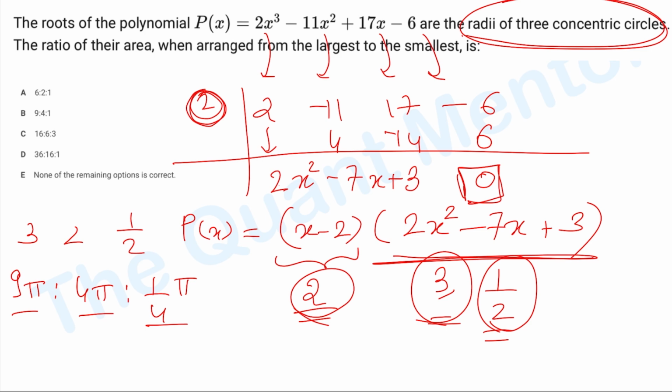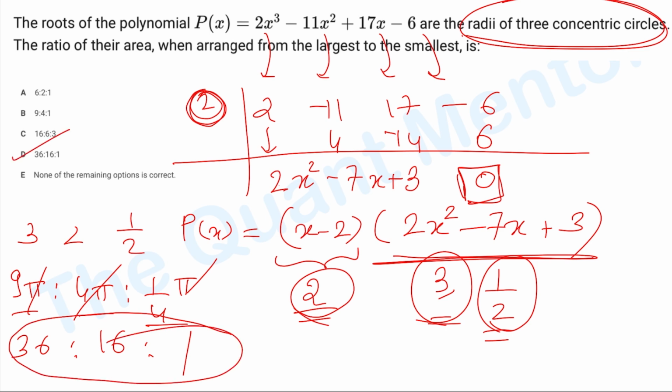The ratio of their areas will be 9 pi is to 4 pi is to 1/4 pi. Pi gone everywhere, and multiply by 4. 4 nines are 36. 4 fours are 16. 1/4 into 4 is 1. The ratio of the areas is 36 is to 16 is to 1, and that is your D option, very clearly the answer to our question.